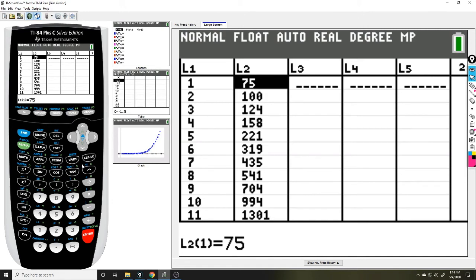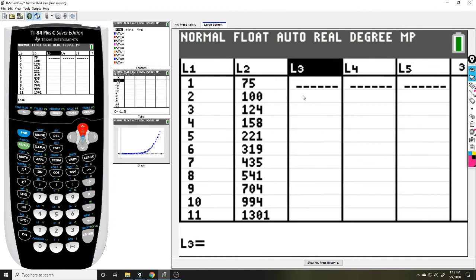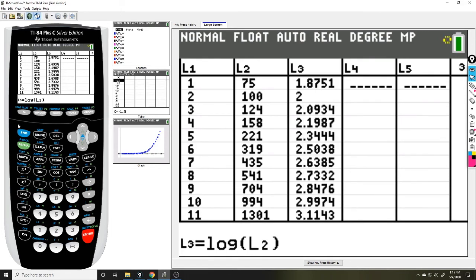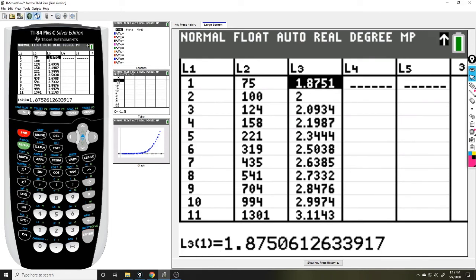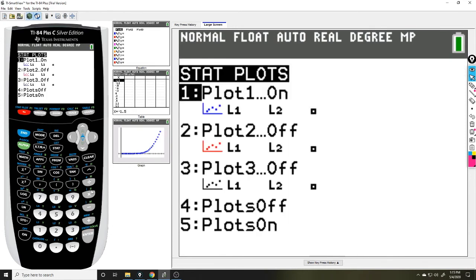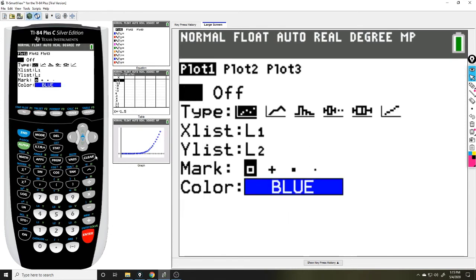then I talked about how an exponential would be x versus natural log of y. That's what we would graph, or x versus the log of y. So let's graph x versus the log of y. So in list 3, instead of y, we're going to graph the log of y. The log of y is in list 2. And then I'm going to make a scatter plot that graphs list 1 versus list 3. Zoom 9.